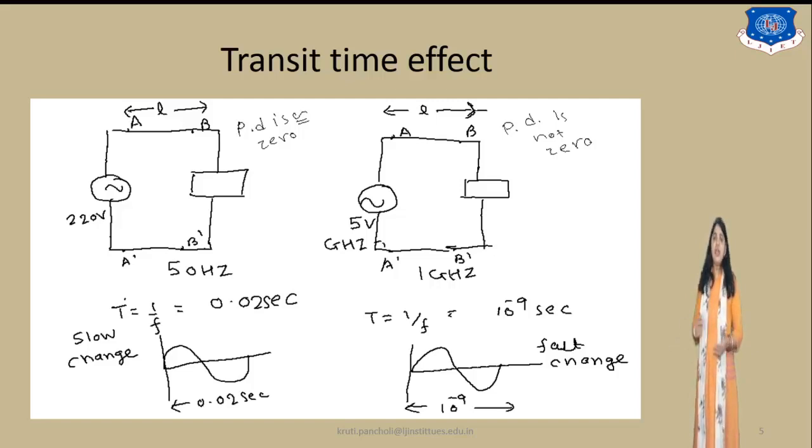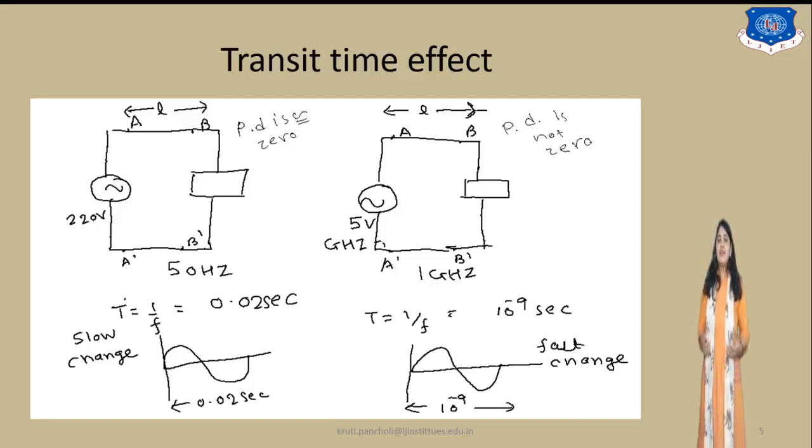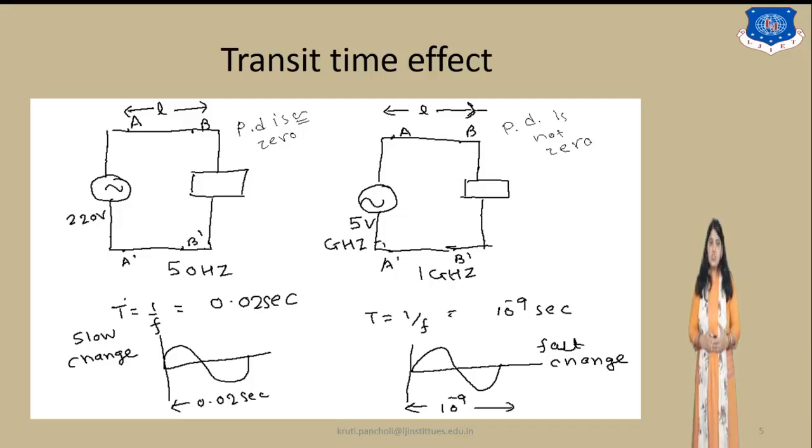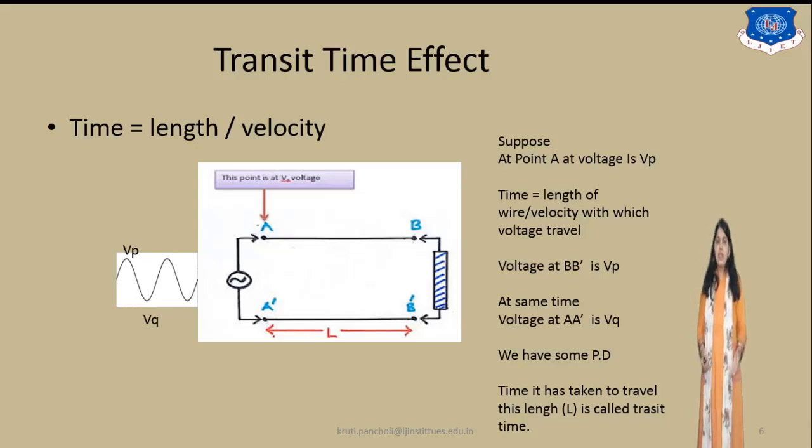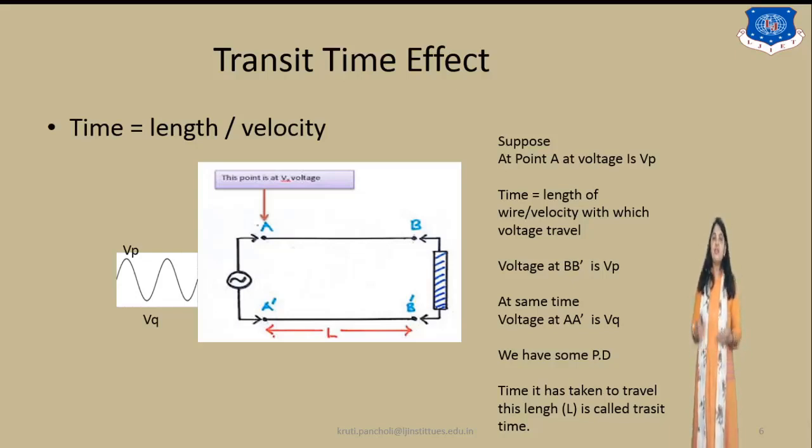Here in the diagram also you can see that there is a faster change. So this way we can define what the transit time effect is. As we know, time is equal to the length divided by the velocity. Suppose at the point A the voltage is Vp. Here you can see the sinusoidal signal, the Vp and the Vq value that we can observe.